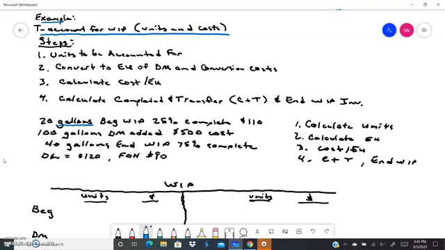All right, so first we're going to look at the units to be accounted for. Make sure we've got all of our units accounted for. Then we're going to convert those units to equivalent units for both direct materials and conversion costs, because remember we're handling those differently. Direct materials, remember, are going to be either 0 or 100% depending on when they're added. But conversion costs are going to be proportional, so they can go anywhere from 0 to 100%, depending on where we are in the production process.